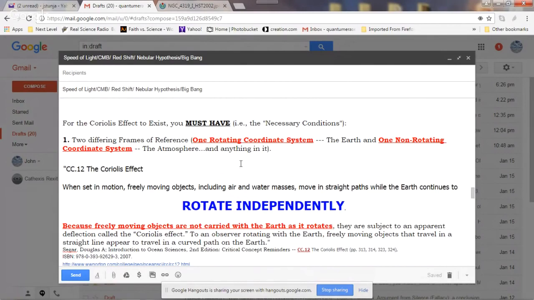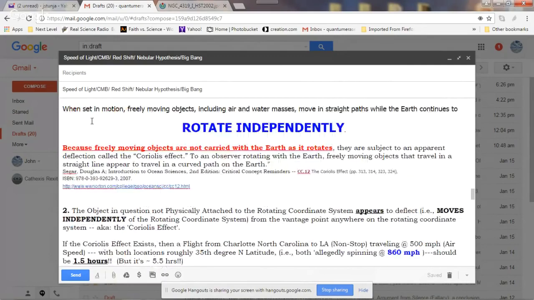So, for the Coriolis effect to exist, you must have the necessary conditions for it to exist. If the Earth is spinning, then the Coriolis effect must exist. If the Coriolis effect exists, it must have these two conditions. They are necessary conditions for it to exist. So you have to have one rotating coordinate system, that's the Earth, and one non-rotating coordinate system, that's the atmosphere. You must have those two differing coordinate systems. It's just that simple.